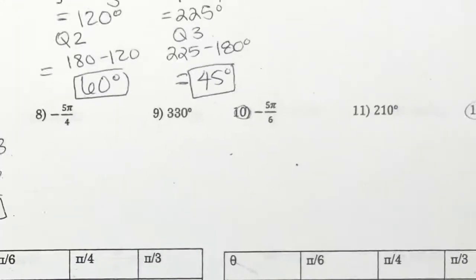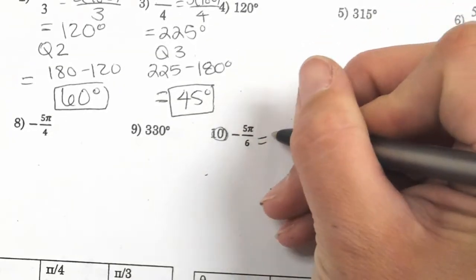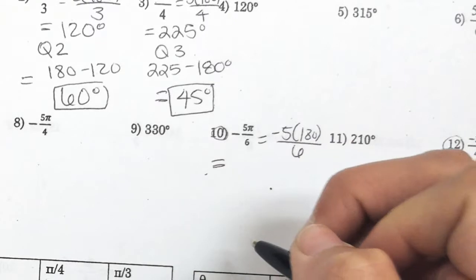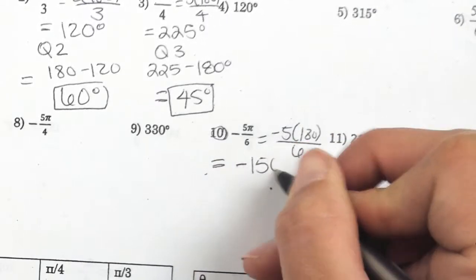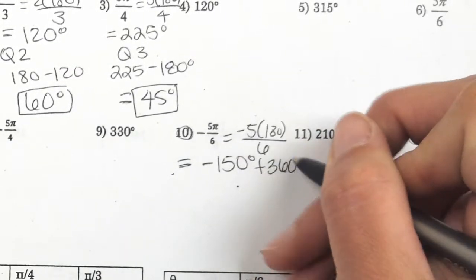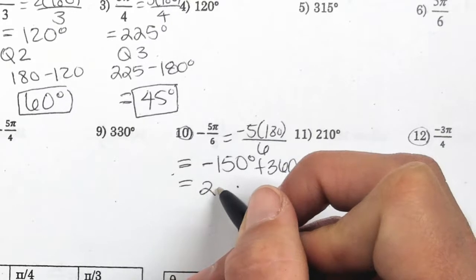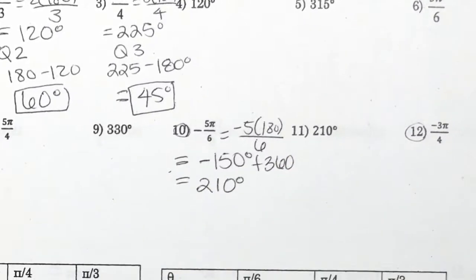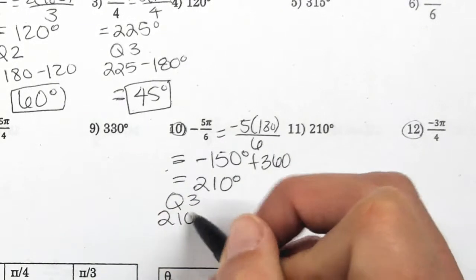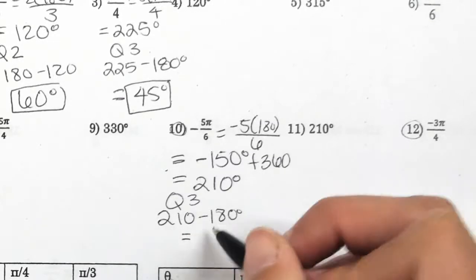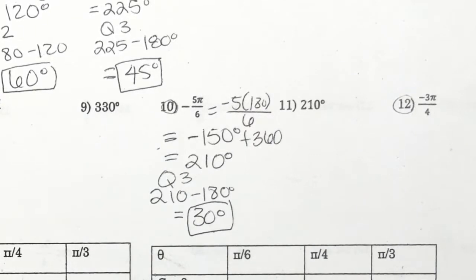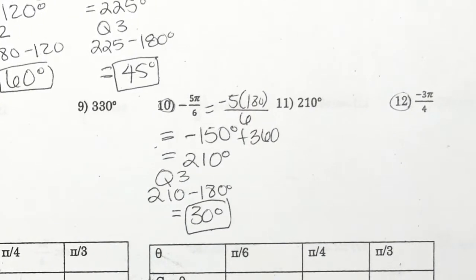All right, number 10, you're going to have to do negative 5 times 180 divided by 6. Anybody find that yet? Negative 150. All right, negative 150. So again, this is negative, so we need to do what with it? Add 360, and that's going to give us what? 210. 210 is in what quadrant? 3. So we would take 210 and do what? Good, and get 30 degrees. Good. Any questions on that one?